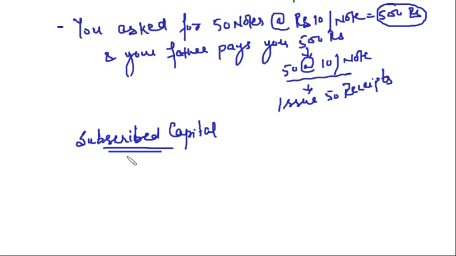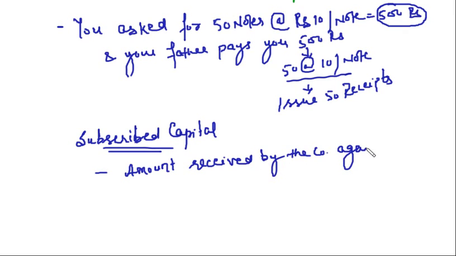What is subscribed capital? Subscribed capital is the amount received by the company against issue of shares. Clear? So you issued 50 receipts of rupees 10 each, and you get 500 from your father. That is the subscribed capital, the amount that has been received by the company against issue of shares. Clear?